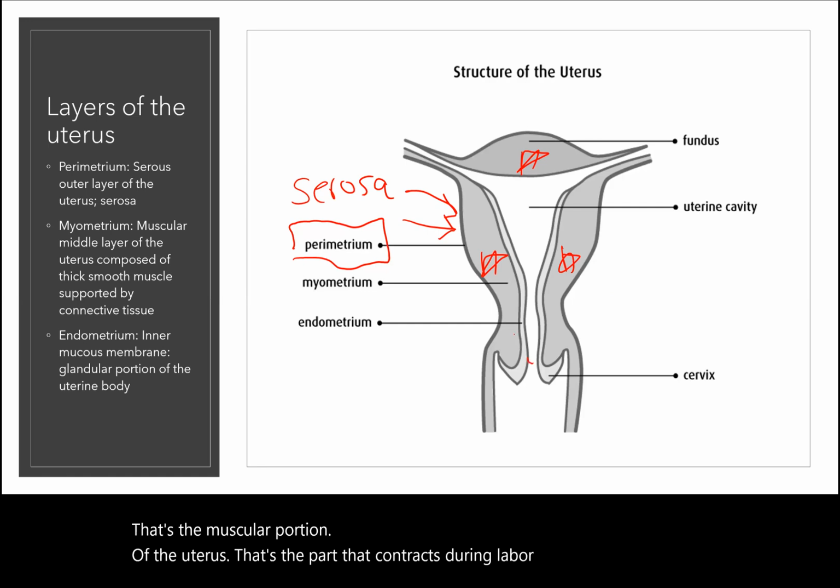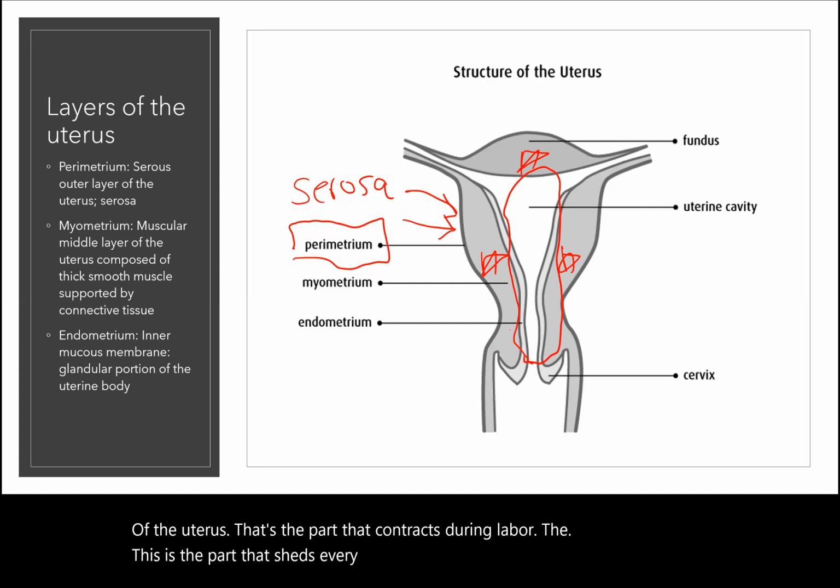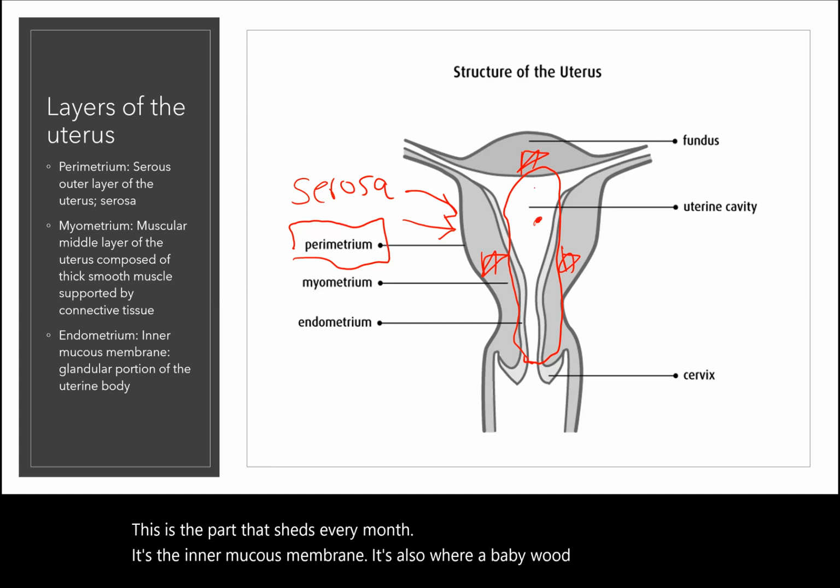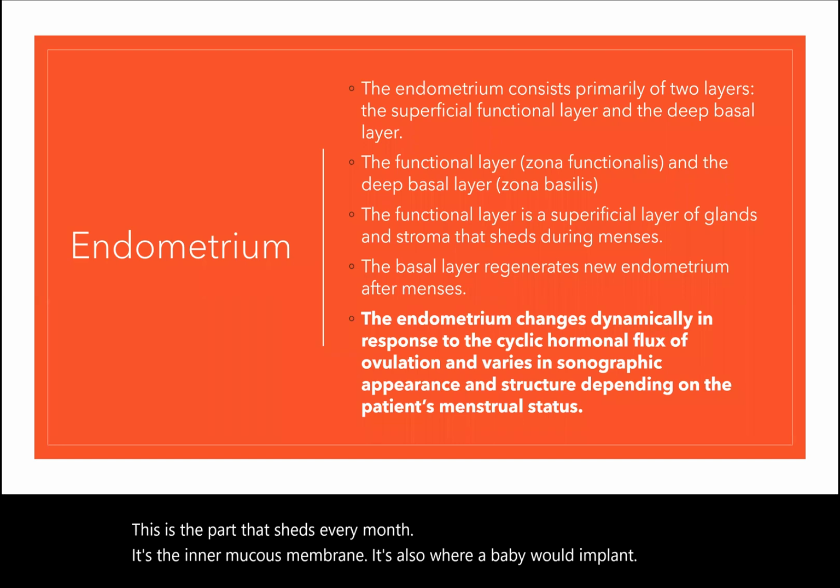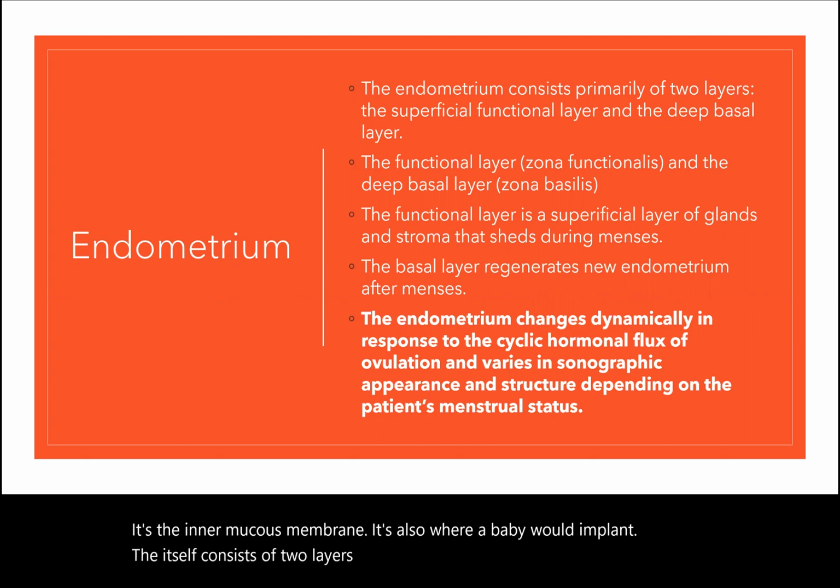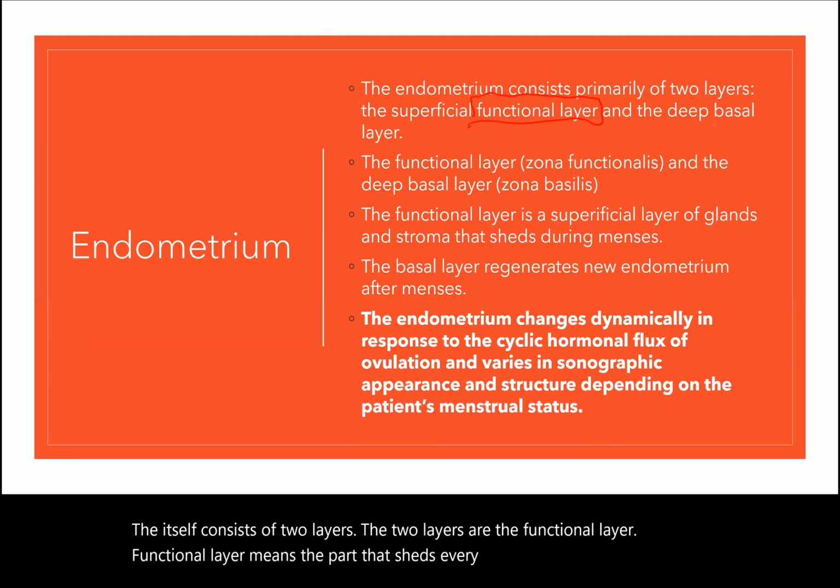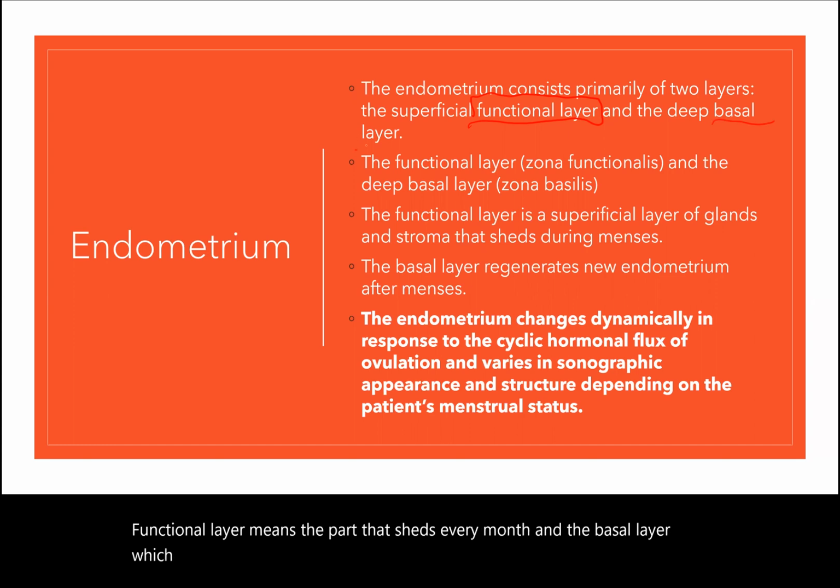The endometrium, this is the part that sheds every month. It's the inner mucous membrane. It's also where a baby would implant. The endometrium itself consists of 2 layers. The 2 layers are the functional layer, which means the part that sheds every month, and the basal layer, which is the part that regenerates every month.